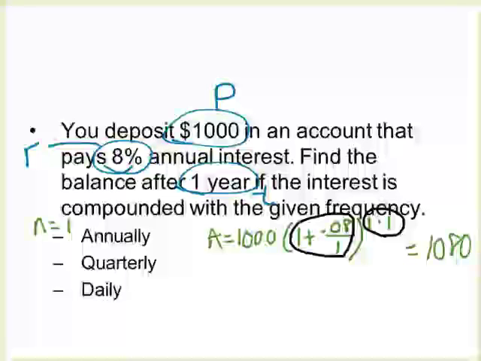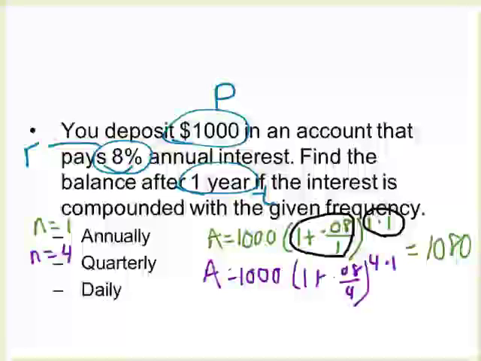Part B says, what about if instead they gave it to us quarterly? How many times a year would that be? 4. So we're going to have A equals 1,000 times (1 plus 0.08 divided by 4) to the power of 4 times 1. What happens is they don't give you 8% every time they give you money. They give you 8% over the course of the year. So that's why we're taking that rate and dividing it by 4. So they're really only giving us 2% each time they give us the money, but it'll work out to 8% over the course of the year.